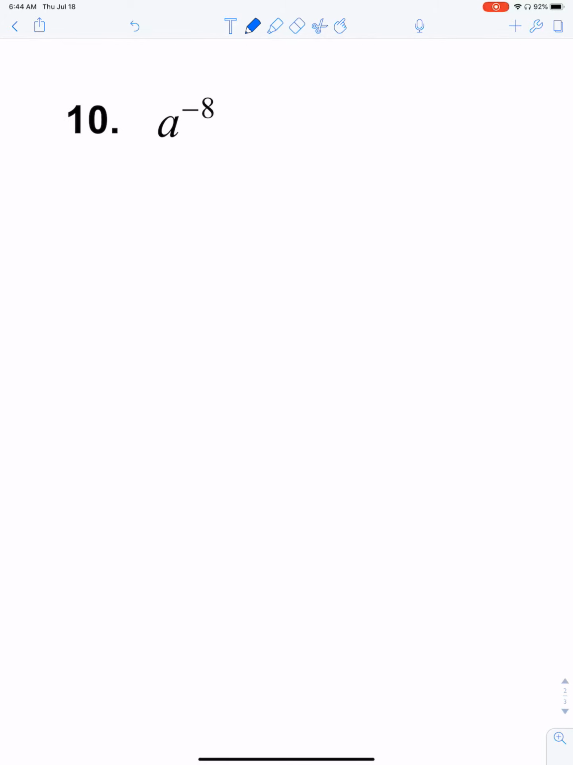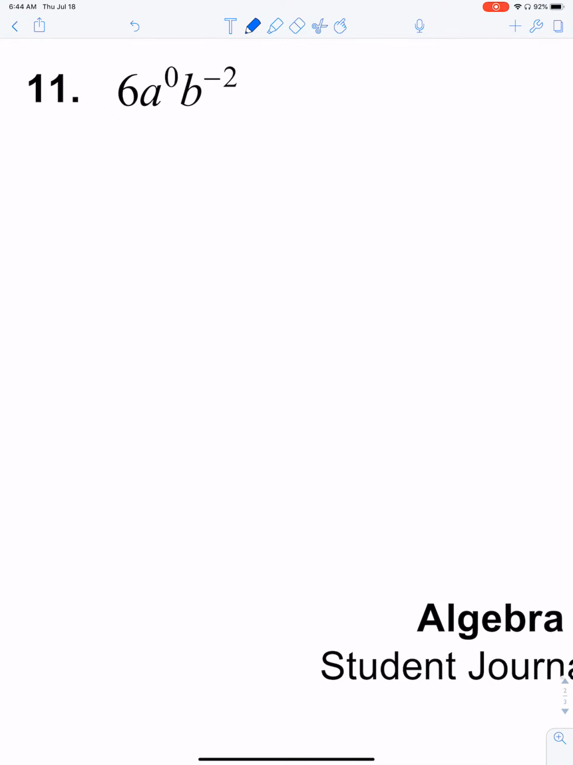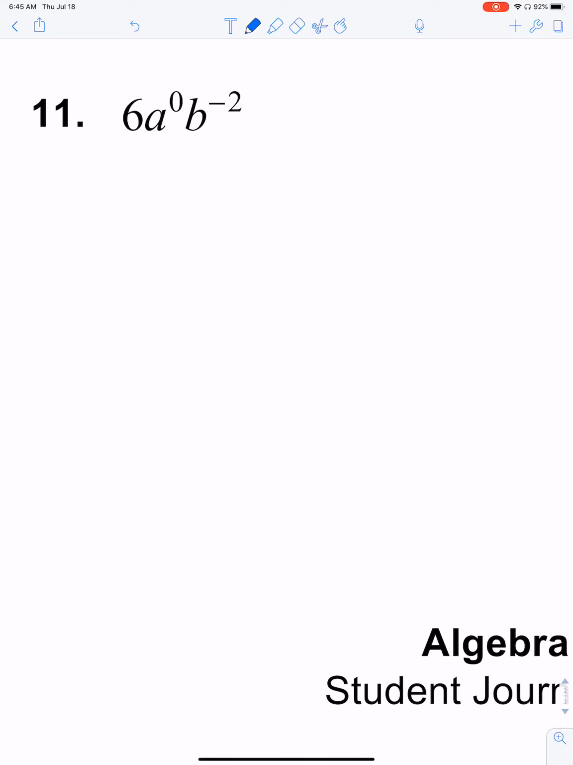Number 10, a to the negative 8th. You don't want that negative exponent. I know this problem seems very simple, but you cannot have a negative exponent in your expression, so you want to bring that down and make it 1 over a to the 8th power as your final answer.